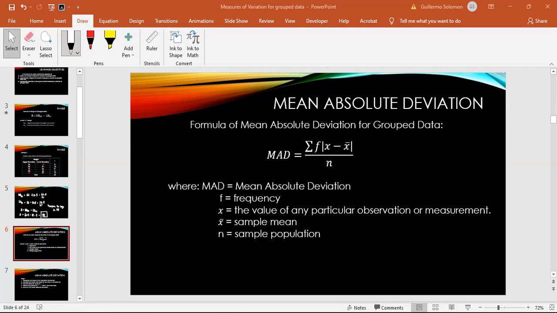And now we are moving on to the mean absolute deviation for group data. Okay, on how we calculate the mean absolute deviation for group data only. This is intended for group data. So ito yung formula na gagamitin natin. Formula for the mean absolute deviation for group data.